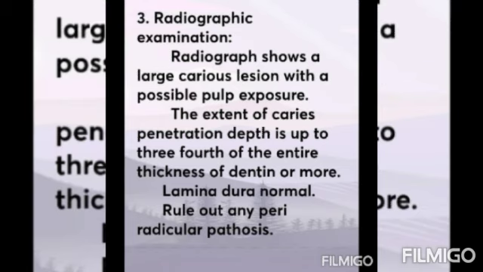The extent of caries penetration depth is up to 3/4 of the entire thickness of the dentine or more. Lamina dura is normal. Mainly the radiograph is taken to rule out whether any periradicular pathosis is present or not. So on radiographic examination, we saw a large caries lesion with a possible pulp exposure, but no change in the lamina dura and no change in the periapical region.